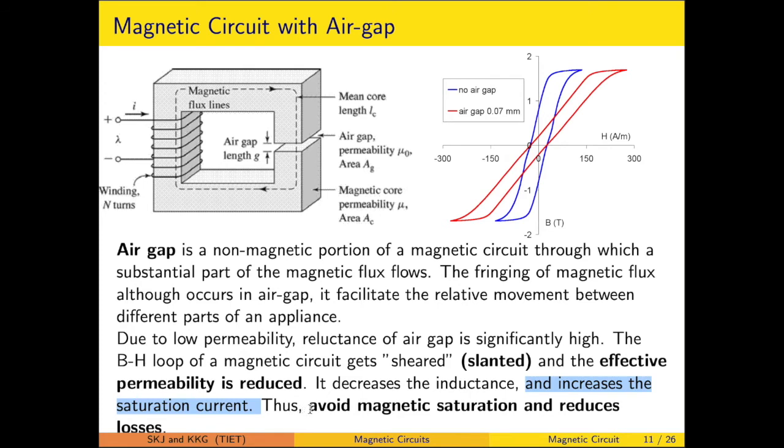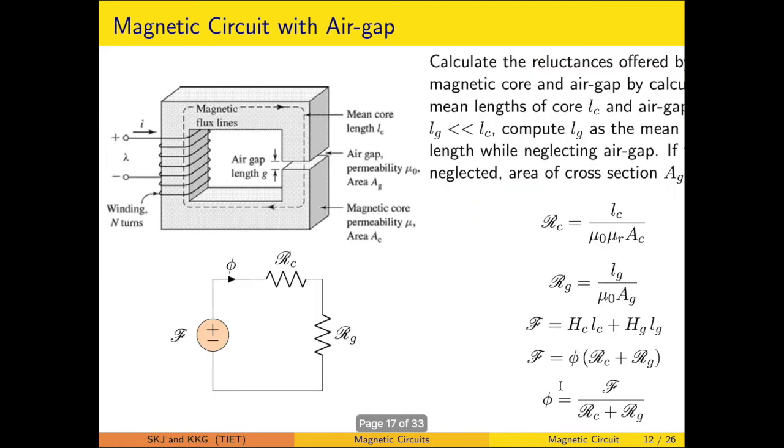That is one aspect. The second aspect is that it decreases the inductance. So you can say the slope is reduced, so the inductance value is reducing and the losses are also reduced. So sometimes this air gap is deliberately introduced in the circuit to facilitate these particular objectives. Now when the air gap is introduced, its reluctance is also participating and the flux is common.